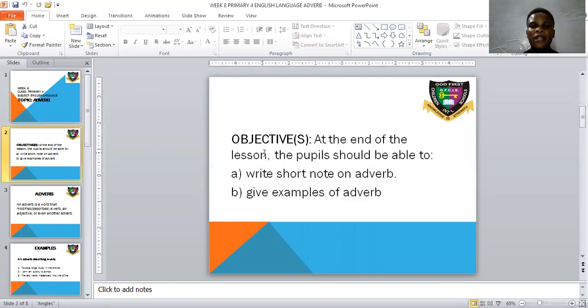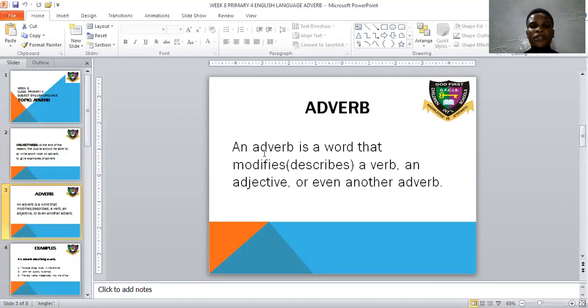The lesson's objective says, at the end of the lesson, the pupils should be able to A, write short note on adverb, B, give examples of adverb. That is, during the course of this lesson, you must be able to tell me what adverb is all about, and likewise, give me examples of adverb. Now, let's move into the subject matter.